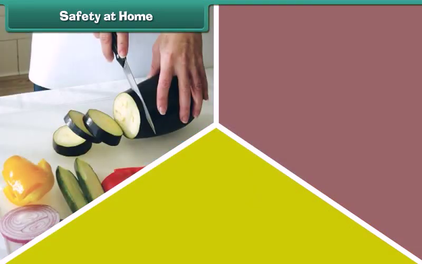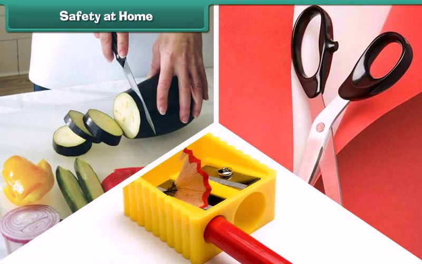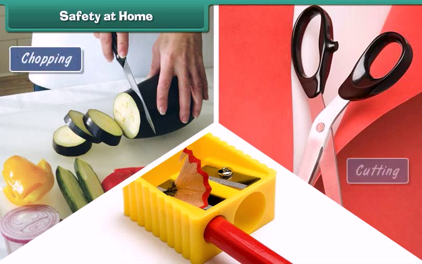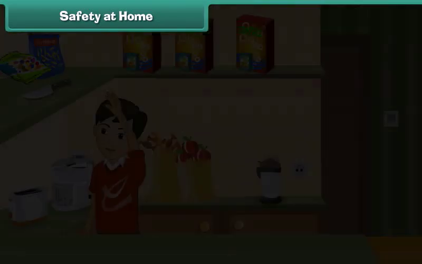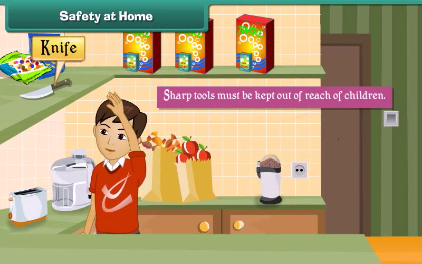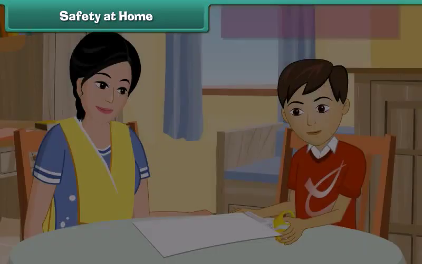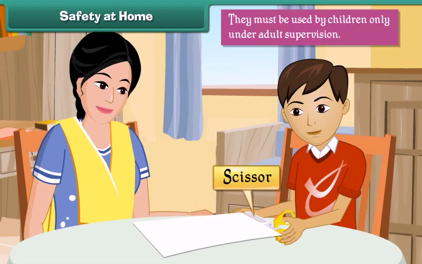Knives, scissors, and blades are useful tools that facilitate chopping, cutting, and sharpening. But to prevent serious injuries and accidents, sharp tools must be kept out of reach of children. They must be used by children only under adult supervision.